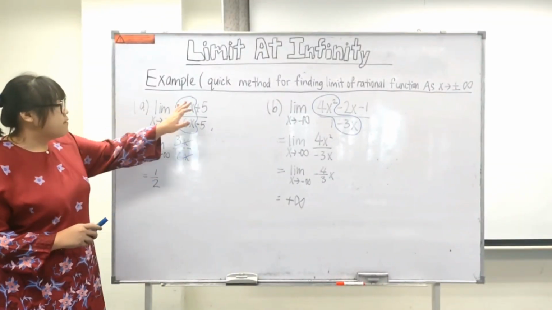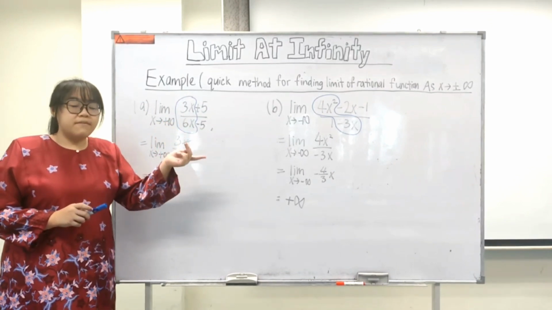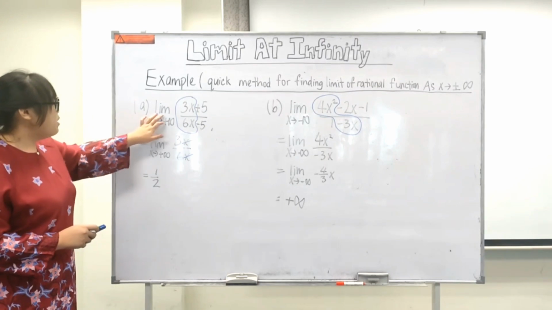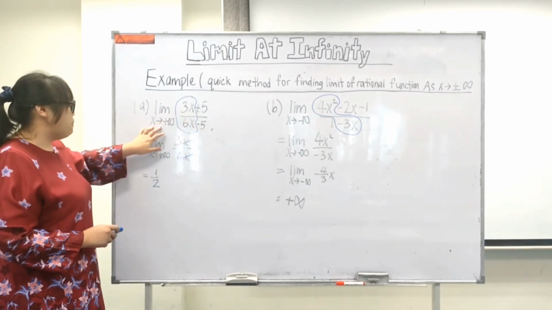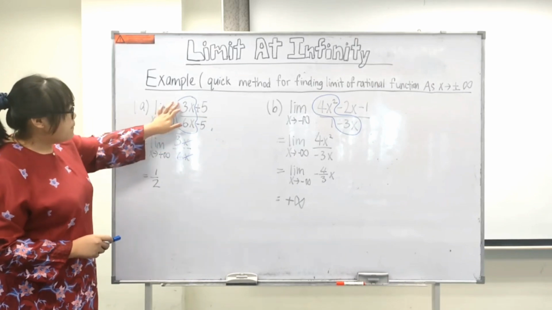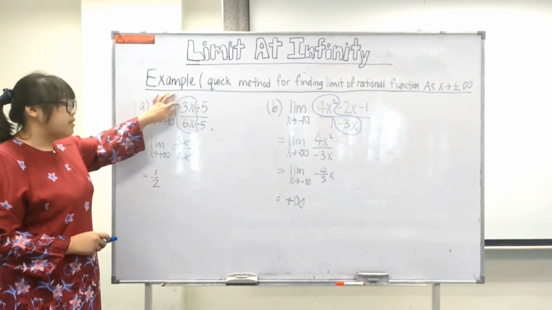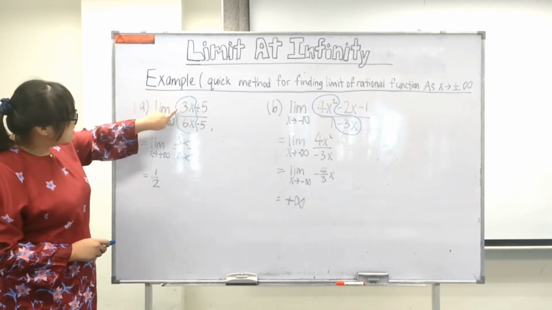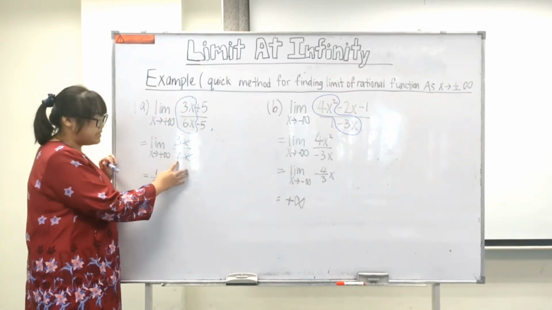This is an example of the quick method for finding limit of rational function as x is approaching positive infinity or negative infinity. So we look at question A. Limit of function 3x plus 5 divided by 6x minus 5 when x is approaching positive infinity. The quick method is using the highest degree term of the numerator divided by the highest degree term of the denominator. So we can see that this is the highest degree term. So we write again the equation: 3x divided by 6x.